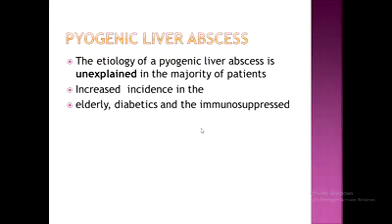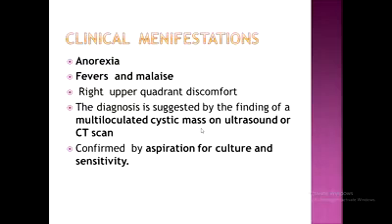So in the history we should ask about any medication or any systemic disease in order to identify the risk factor for the development of this liver abscess. Now the clinical manifestation: like other liver diseases we have discussed, anorexia and malaise are the two cardinal features in most cases. Fever is very important because whenever there is pus formation, fever is part and parcel of it.